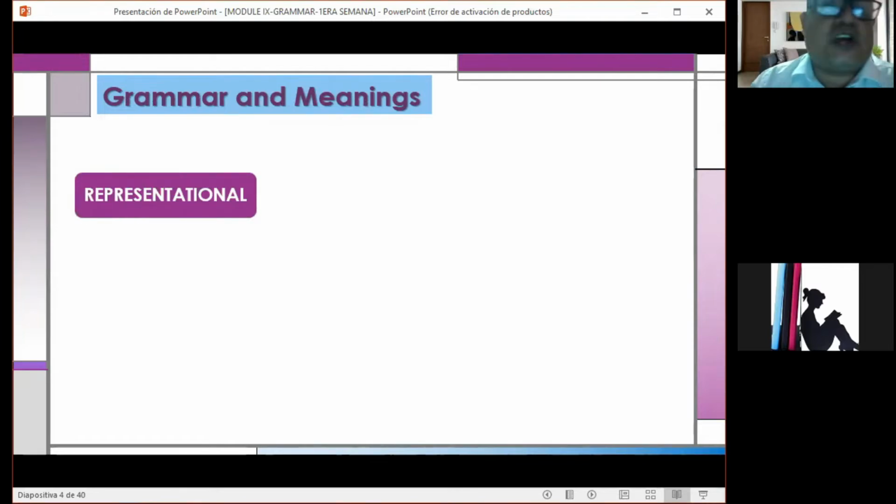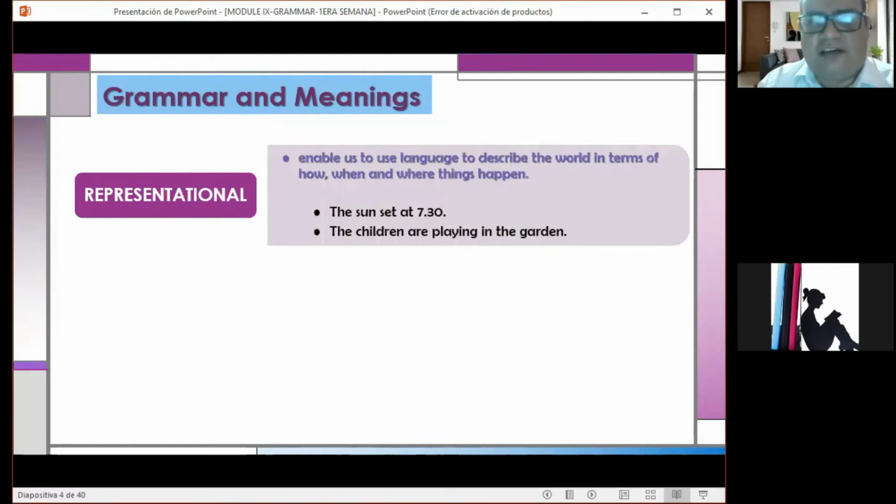Grammar has two kinds of meanings. We have the representational meaning. Notice representational meaning, which enables us to use language to describe the world in terms of how, when, and where things happen. This is the representational. So we use the language to describe the world, how, when, and where things happen. This is the representational meaning.